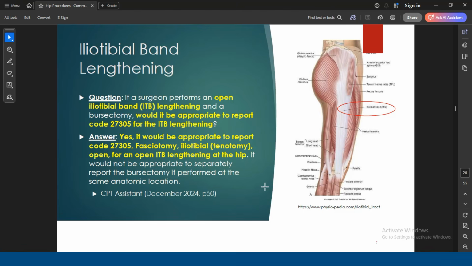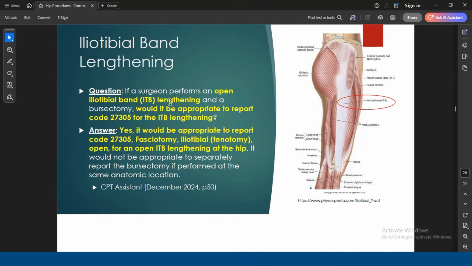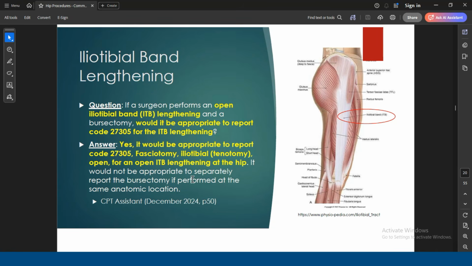For example, if we see iliotibial band lengthening, or ITB lengthening: if a surgeon performs an open ITB lengthening and a bursectomy, would it be appropriate to report code 27305 for the ITB lengthening? Yes, it would be appropriate to report code 27305, fasciotomy iliotibial open, for an open ITB lengthening of the hip. Here you will not code bursectomy separately along with ITB lengthening.